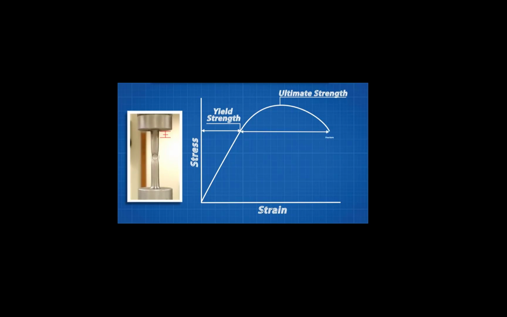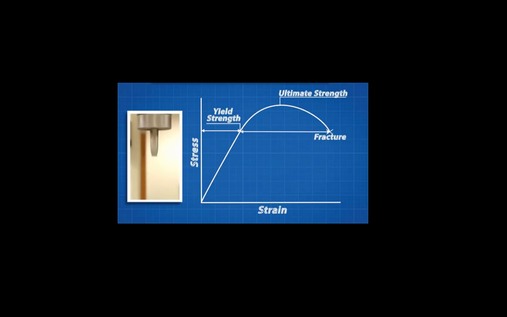This continues until the material fractures. We can get a lot of really useful information from this graph. The first is Young's modulus, otherwise known as the elastic modulus. This describes how stiff the material is, and it is obtained by finding the slope of this linear region. A steeper slope means a stiffer material.